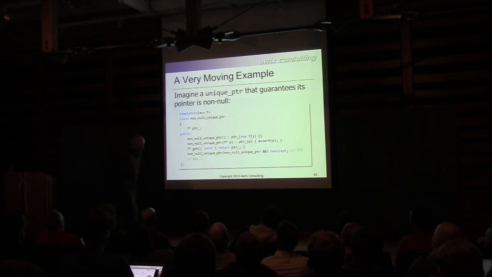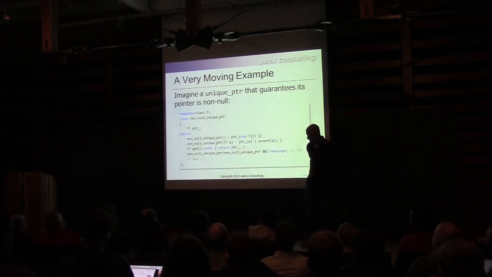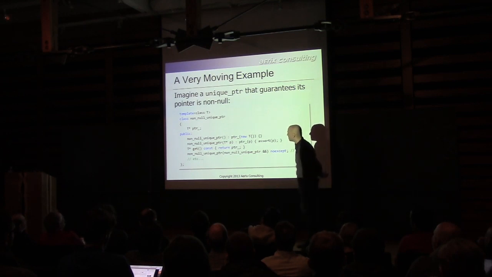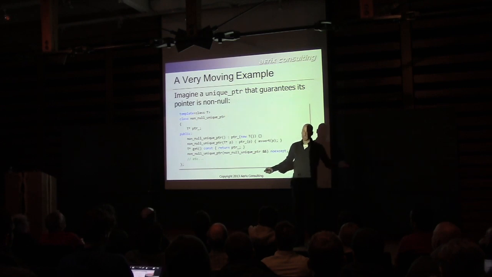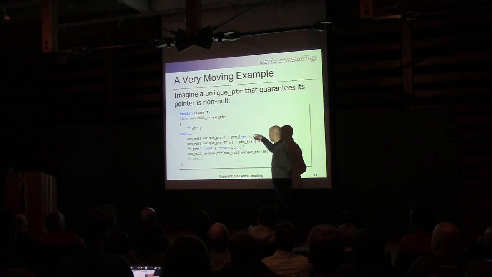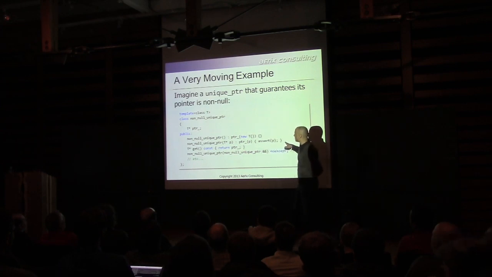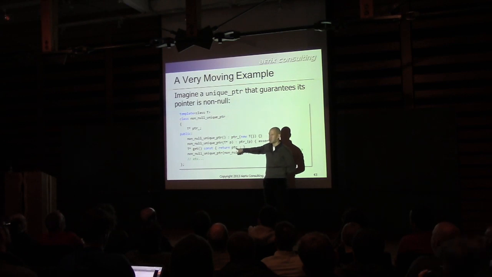Okay. So let's motivate this with an example. Let's design a type, and I'm going to call it non-null unique pointer. It should be obvious what I want this type to do. I default construct one by allocating an object, so it can't ever be null. Or I bind one and assert that it's not null. I can get it. I don't have to check whether the pointer is null because I know it's not null. I haven't allowed that.